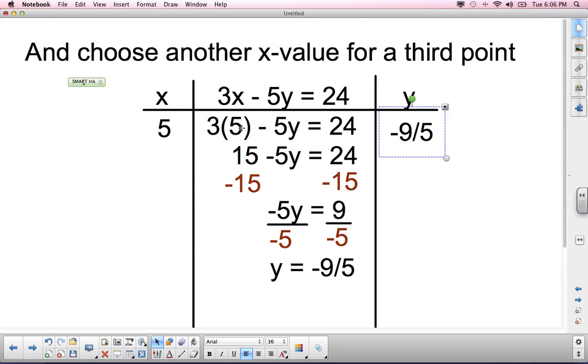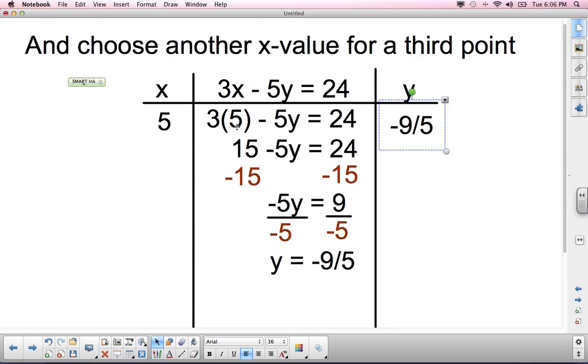Again, I put 5 in for the x into the equation. 3 times 5 is 15. That comes down. Our -5y comes down, our equals 24 comes down. I have to again get y by itself, so right now it's being added with 15. I subtract 15 from both sides, and I get the -5y equals 9. I need to get the y by itself. It's being multiplied by -5, so I divide by it, and I get y equals -9/5. So my result is y is -9/5 when x is 5.